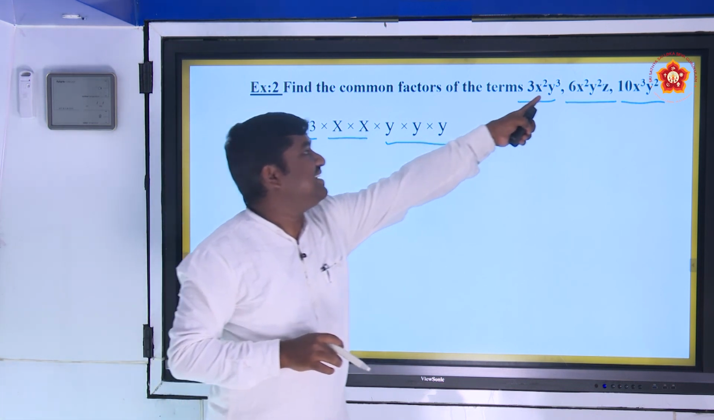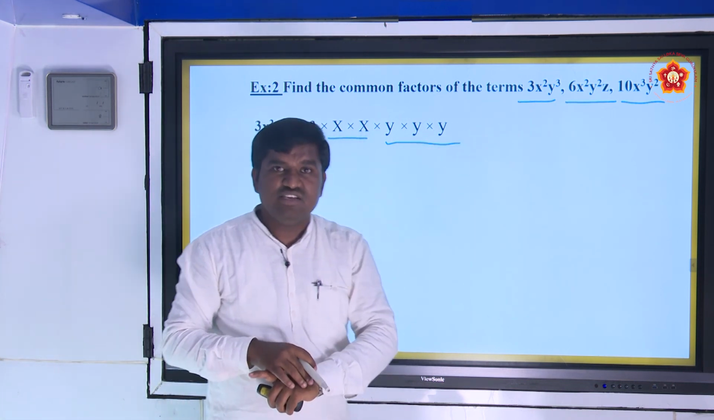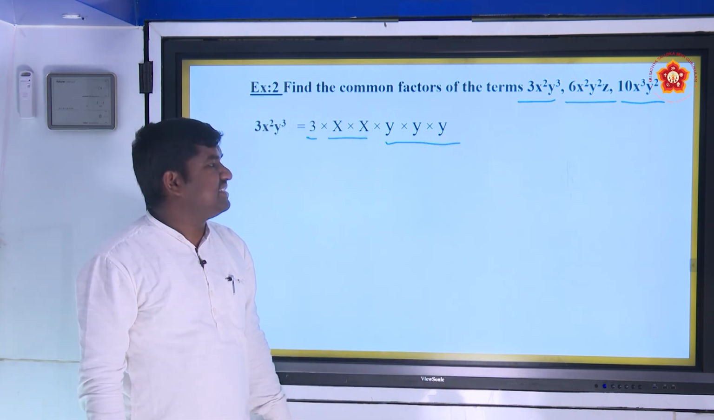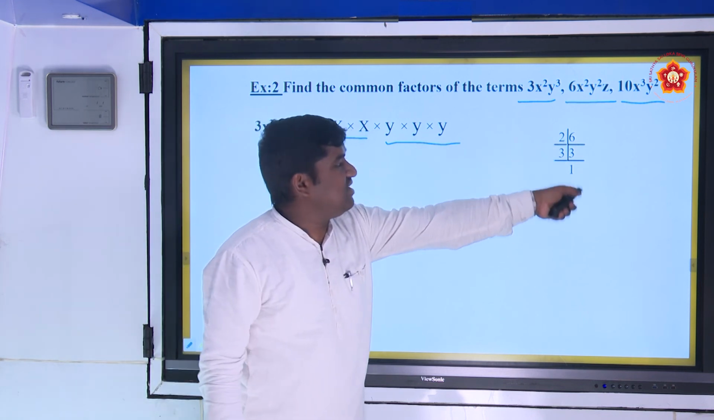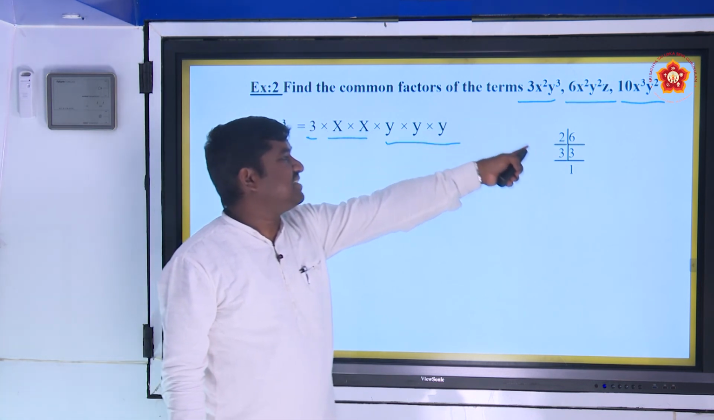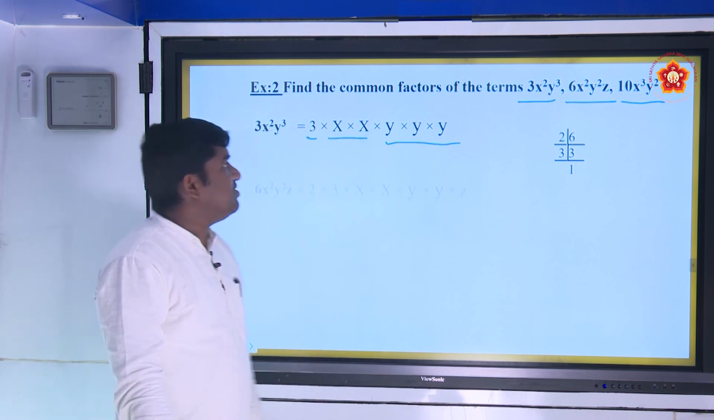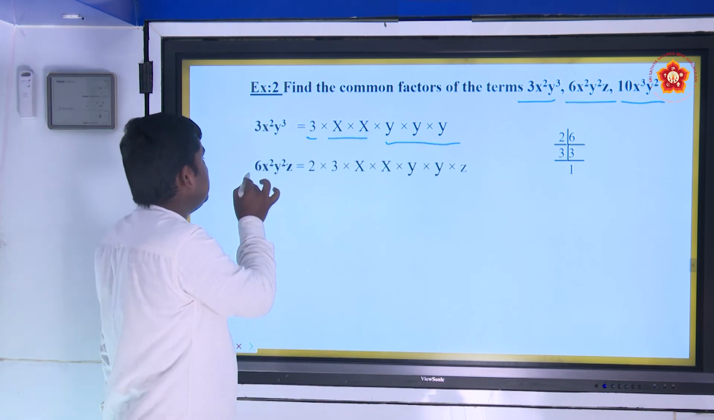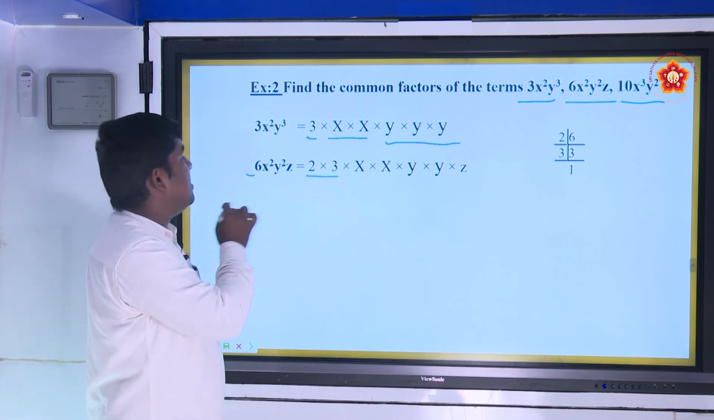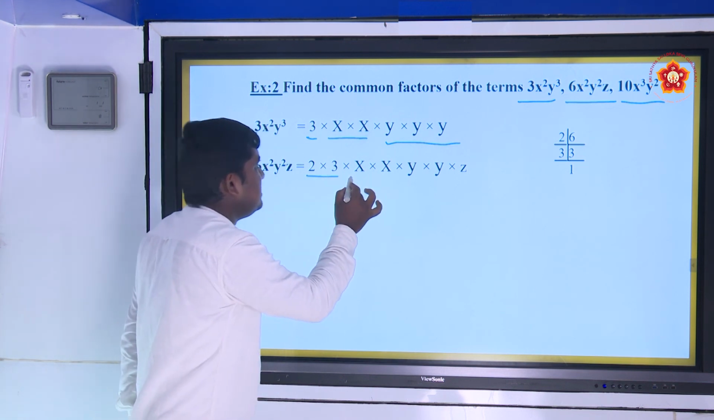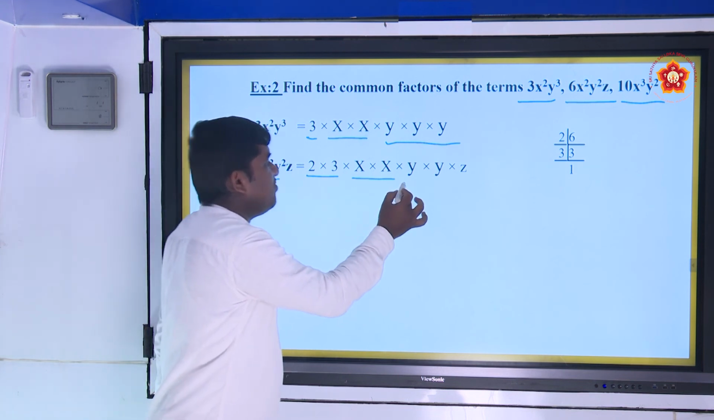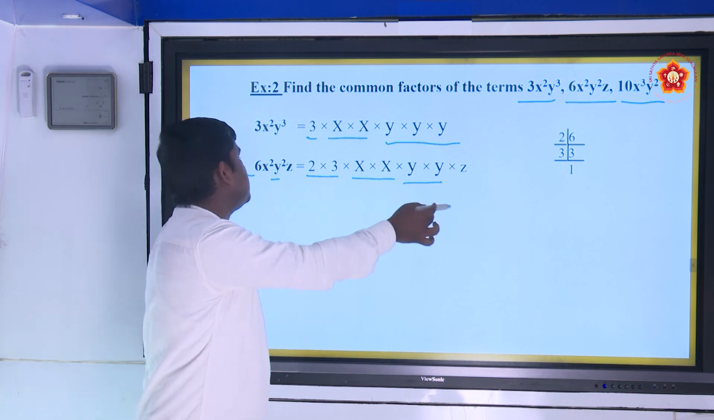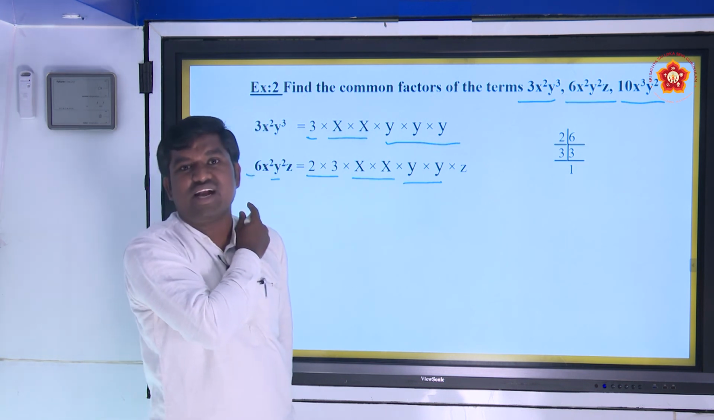Next term, 6x square y square z. You know 6 is a composite number, so we can express that in prime factors. See, 2 threes are 6, 3 ones are 3. Prime factors of 6 are 2 and 3. So 6x square y square z can be expressed as 6 written as 2 into 3, and x square written as x into x. Then y square is y into y, and z is z. These are the factors of 6x square y square z.